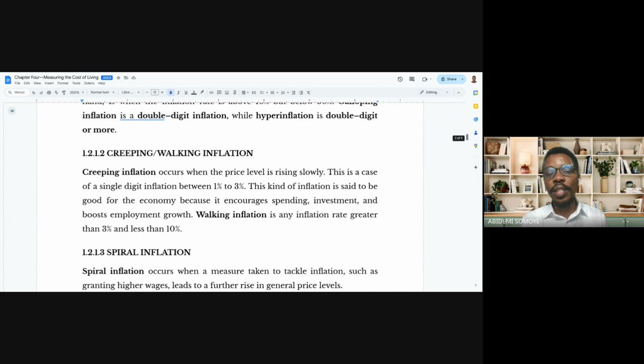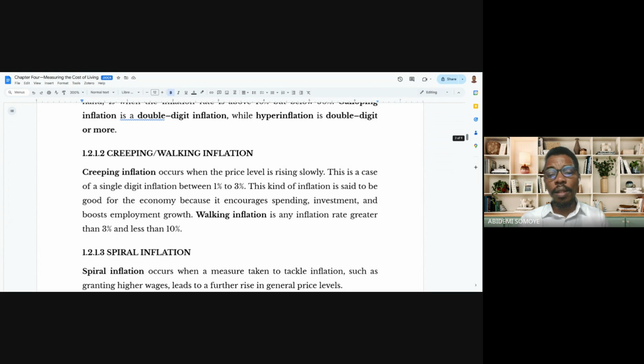This kind of inflation is said to be good for the economy because it encourages spending, investment, and boosts employment growth. Working inflation is any inflation rate that is greater than 3% and less than 10%. All right. So creeping inflation between 1% to 3%, it rises slowly. Working inflation too is not that bad because it still falls within the 3 and less than 10. So it's still a single digit inflation. It's not bad at all.